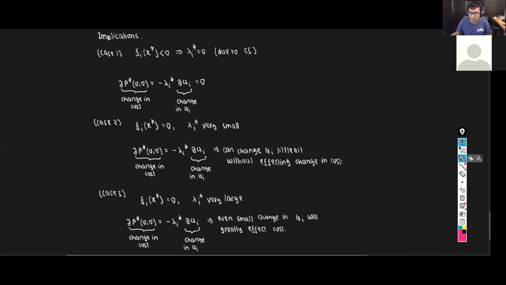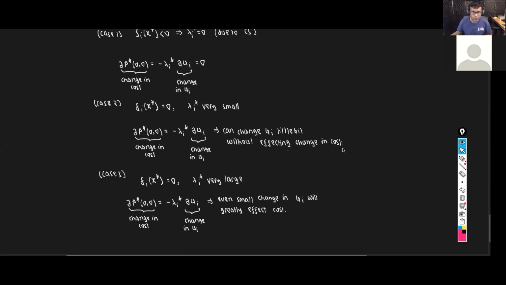So we will look at the other 2 implications. What do the other 2 implications say? In this, we have 2 situations. One is that lambda I star is very small, or lambda I star is very large. Why am I saying fi x star is equal to 0? Can you tell me why this is automatically true if I say lambda I star is very small or very large? Because one of them has to be 0, right? Yes, because of complementary slackness.